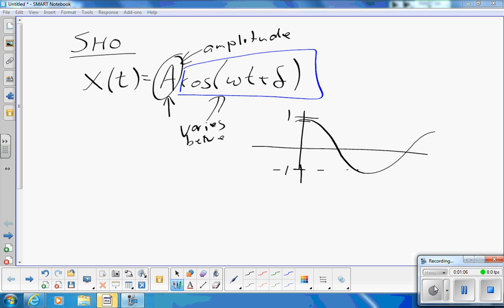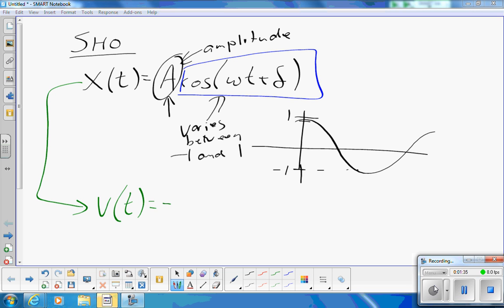However, if you now multiply A, the amplitude, times this varying number that varies between -1 and 1, and A is the greatest distance this oscillator is ever from equilibrium, you have a function that varies between -A and A. And so that's the amplitude of the oscillation, the amplitude of the function. Okay, nothing groundbreaking there.